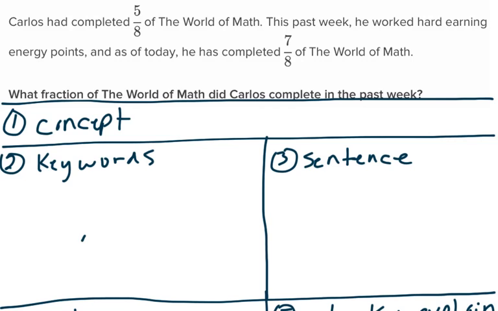Carlos had completed 5/8 of the world of math. This past week he worked hard earning energy points, and as of today he has completed 7/8 of the world of math. What fraction of the world of math did Carlos complete in the past week? So our concept is subtracting fractions.